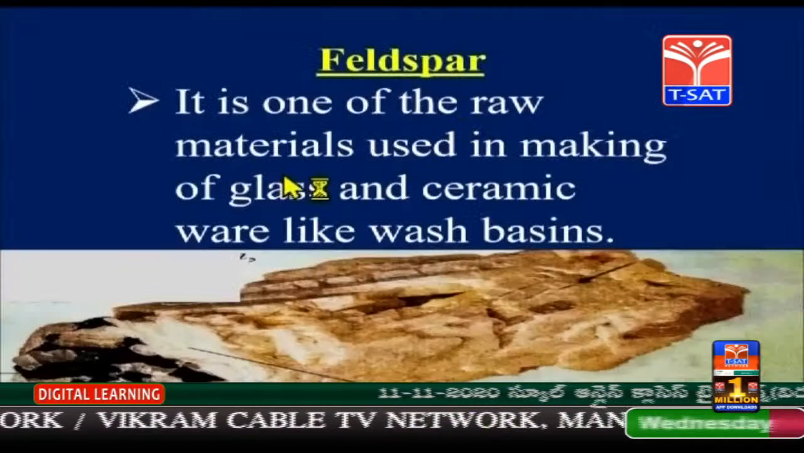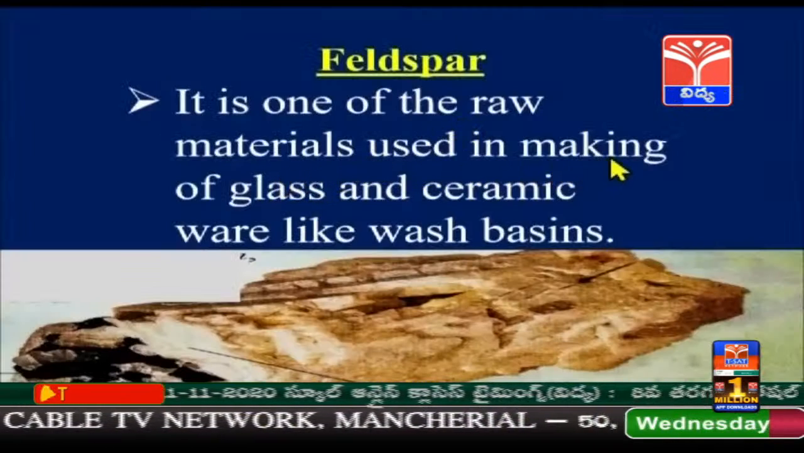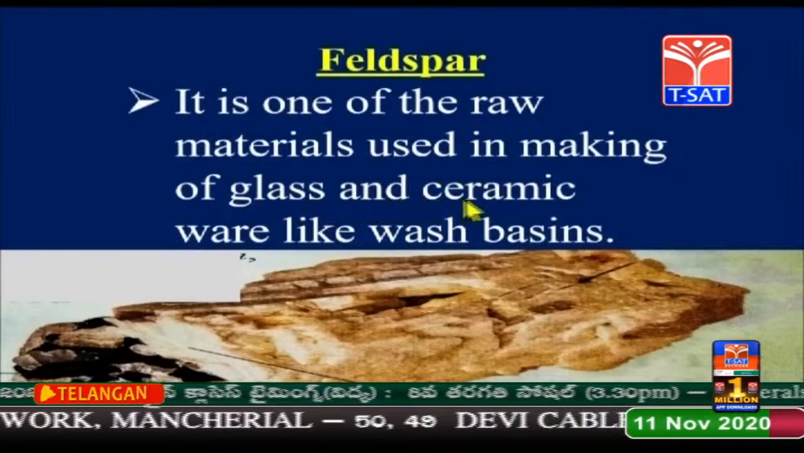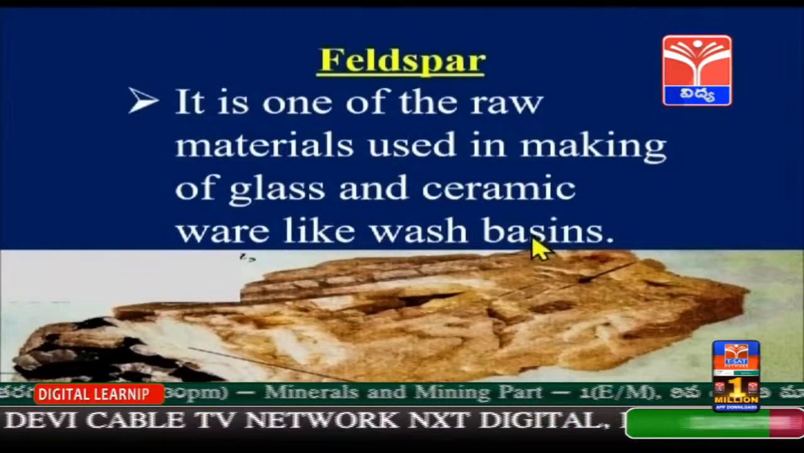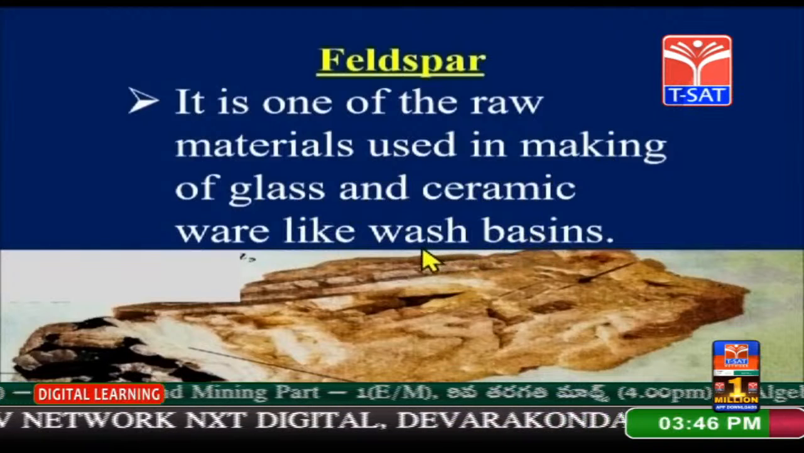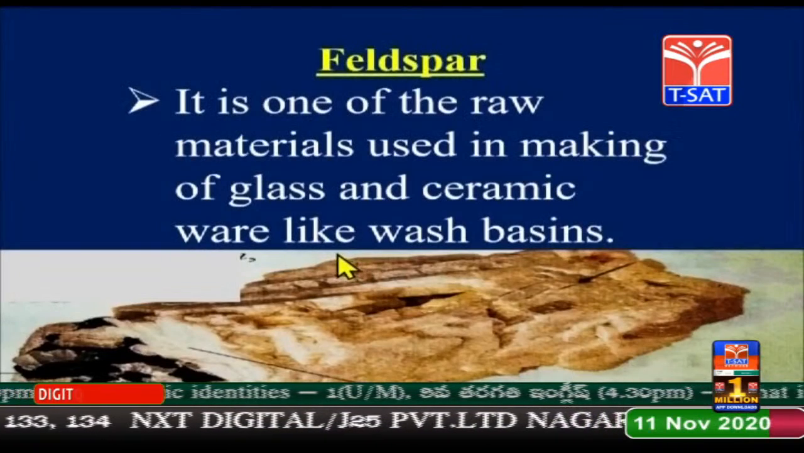Children, now let us study about feldspar. It is one of the raw materials which is used in making the glass and ceramic ware, such as you might have seen the wash basins in our homes, children. So, for making the wash basin and similar type of equipment, this feldspar is utilized.